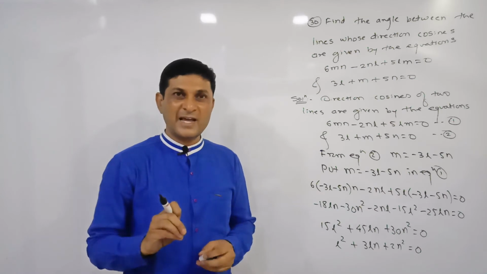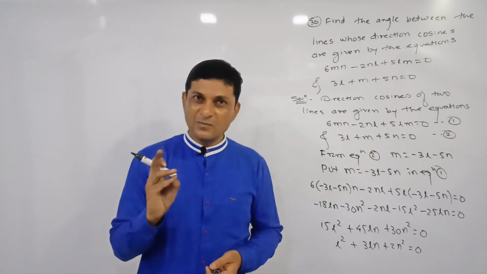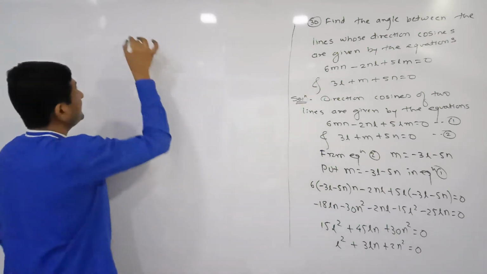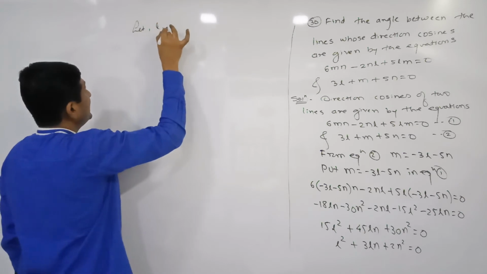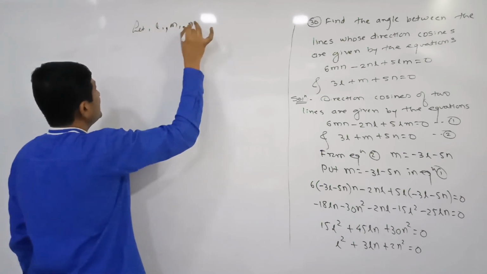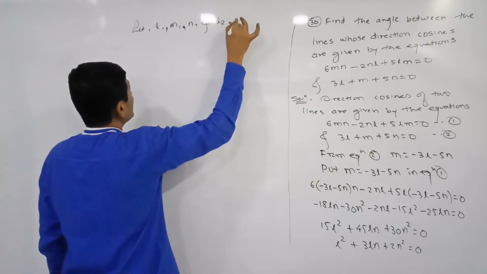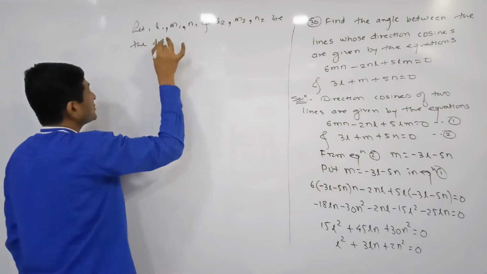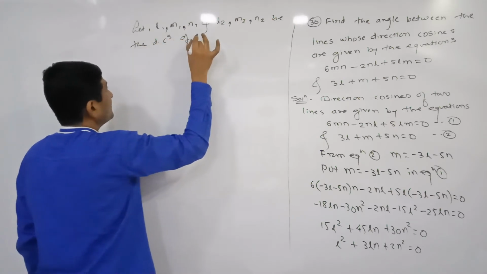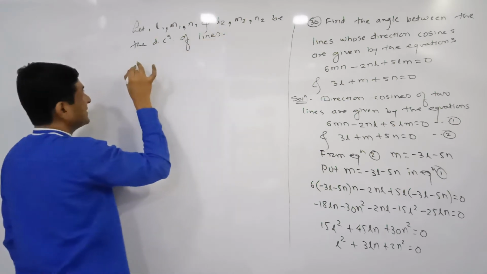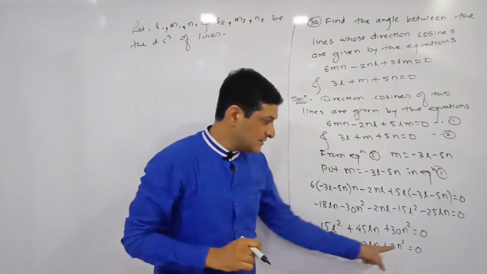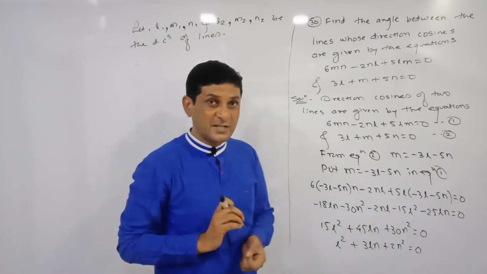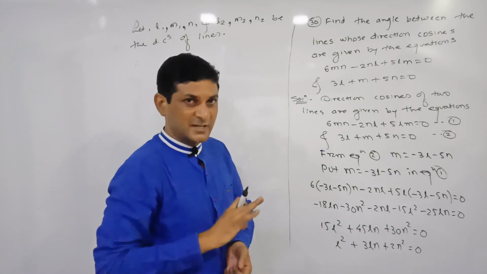That's why I am denoting the direction cosines of these lines by l1, m1, n1 and l2, m2, n2. So let l1, m1, n1 and l2, m2, n2 be the direction cosines of the lines. Now if you observe, this equation is nothing but a quadratic equation. A better way is to convert it in terms of l upon n for simplicity.